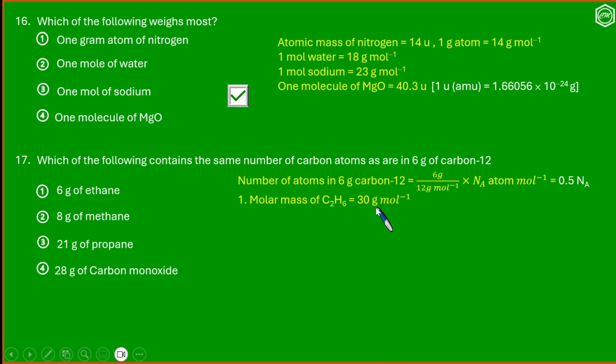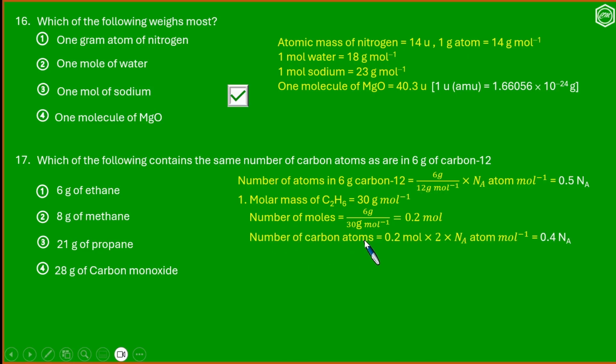Molar mass of ethane is 30 gram per mole. Therefore, the number of moles of ethane is 6 gram divided by 30 gram per mole, that is 0.2 mole. Number of carbon atoms: one ethane molecule contains 2 carbon atoms. So therefore 0.2 mole into 2 into Avogadro constant, and that is equal to 0.4 Na.